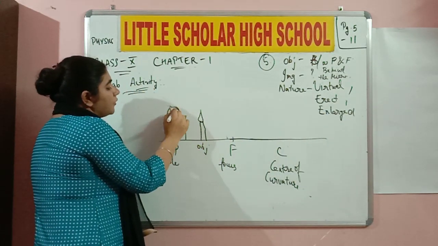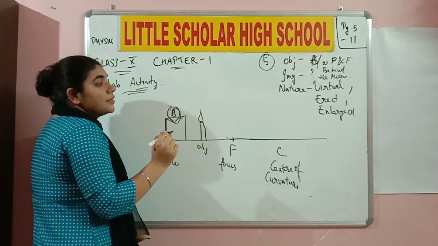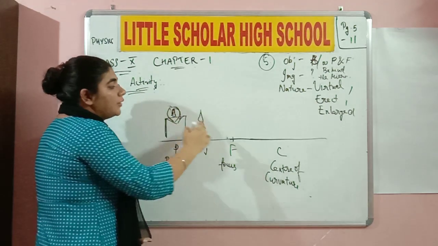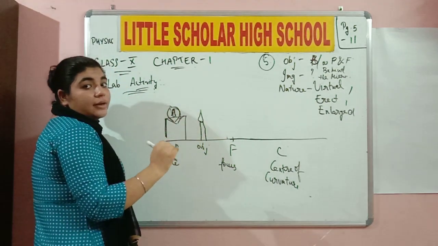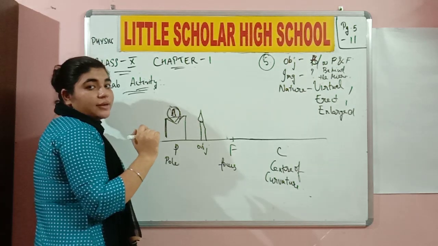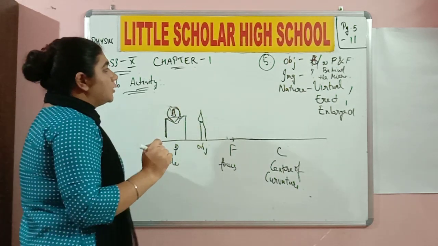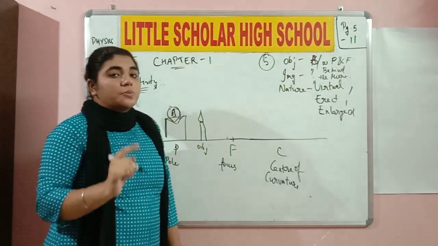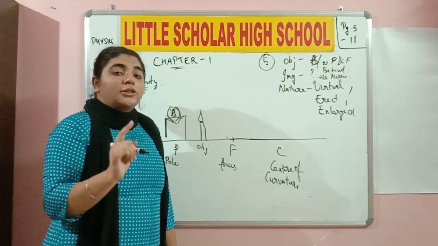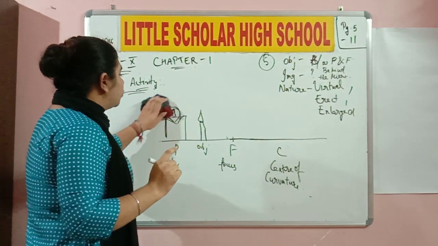You are going to see the flame in the mirror itself, and it is going to be upright, not inverted like the other cases, and it is going to be enlarged. Did you understand now? Okay. So these were the 5 cases that we had to discuss with the help of the lab activity. Further, we have certain rules that need to be discussed.